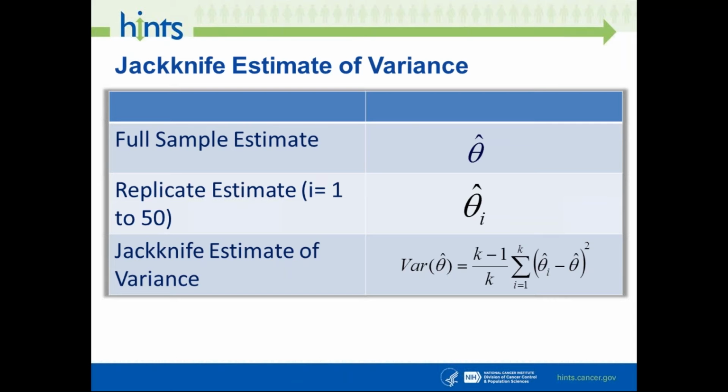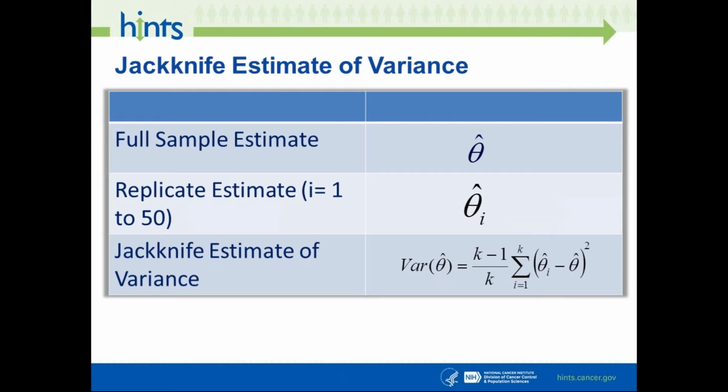We'd have kind of 50 other estimates of variance. So that's what this value is, variance sub I. To get your Jackknife estimate of variance, basically what you're doing is taking the difference between the variance you would get with any replicate weight minus what you got with the full sample weight. So it's just a simple difference, and you're squaring those and adding those.